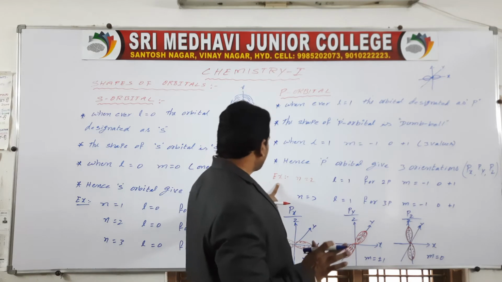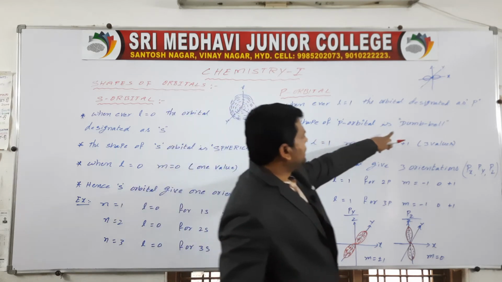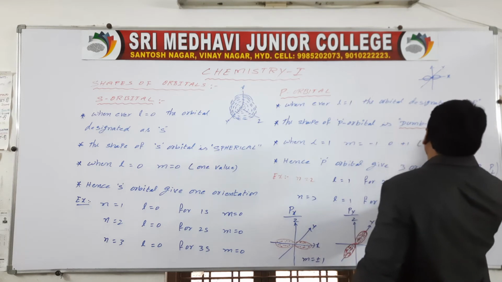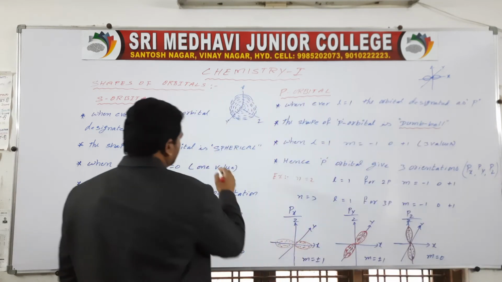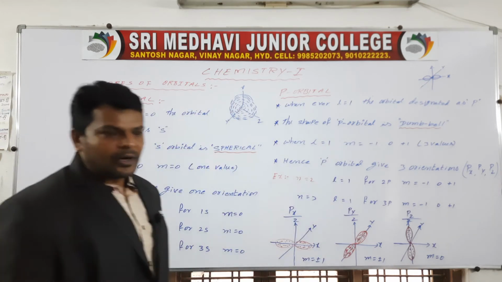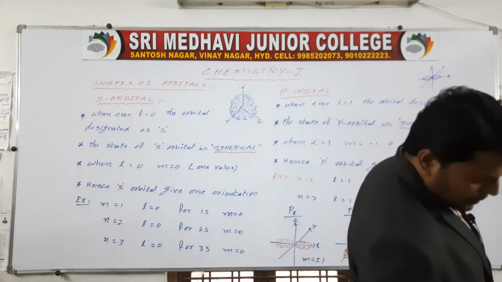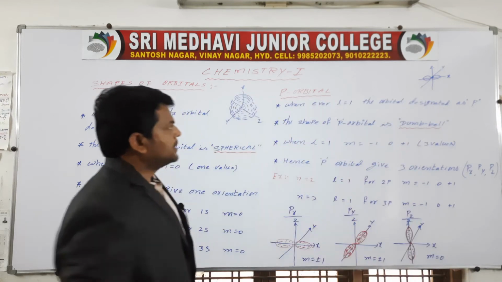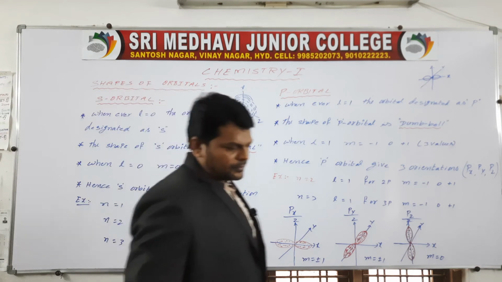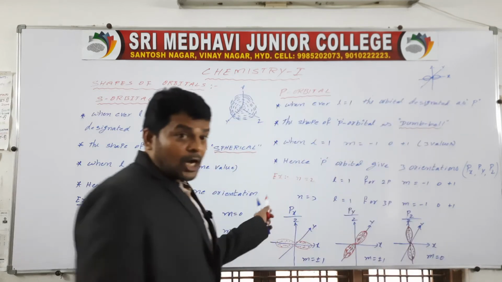So here the shape of the p orbital is a dumbbell. The s orbital is spherical. Got it? So this is about s and p orbitals. Any doubts?